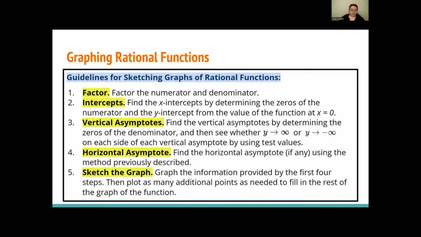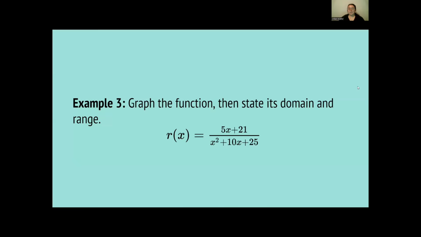Step 5, you're going to sketch the graph. Graph the information provided by the first 4 steps. Plot as many additional points as you would need to fill in the rest of the graph of the function. So these are all of our steps. These are steps we're going to take to graph a rational function. So example 3, we're going to graph the function, then we're also going to state its domain and its range. We have our function here, r of x is equal to 5x plus 21 divided by x squared plus 10x plus 25. So we're going to work this problem out in our notes.